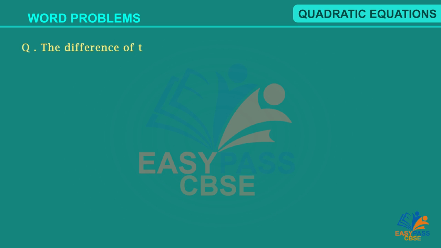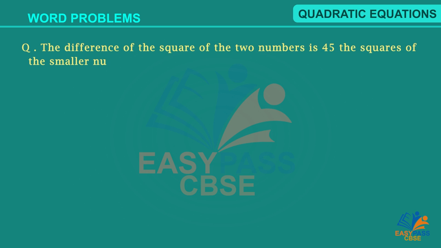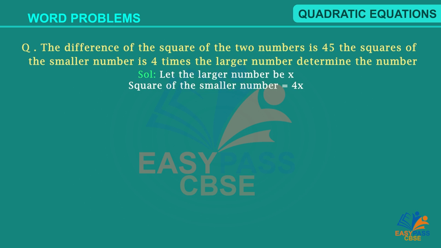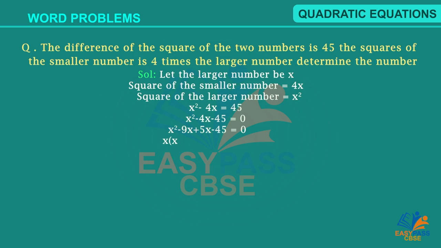The difference of the squares of two numbers is 45. The square of the smaller number is 4 times the larger number. Determine the numbers. Say that the larger number is x. The square of the smaller number is 4x, and the square of the larger number is x square. Therefore, you have x square minus 4x is equal to 45.